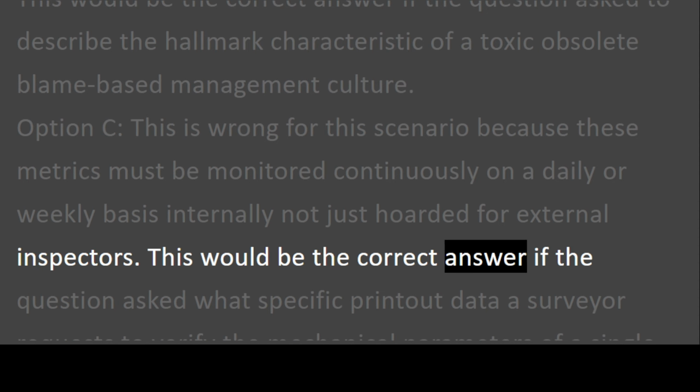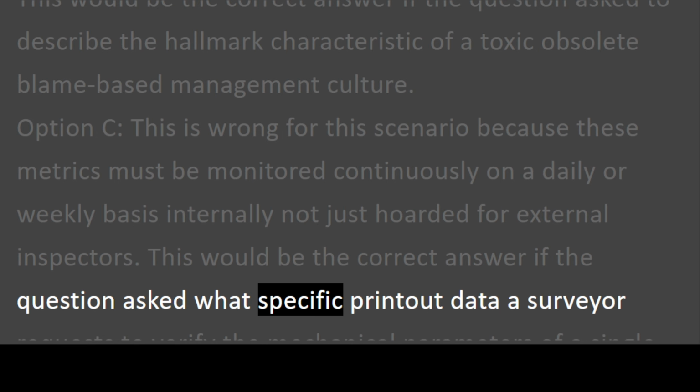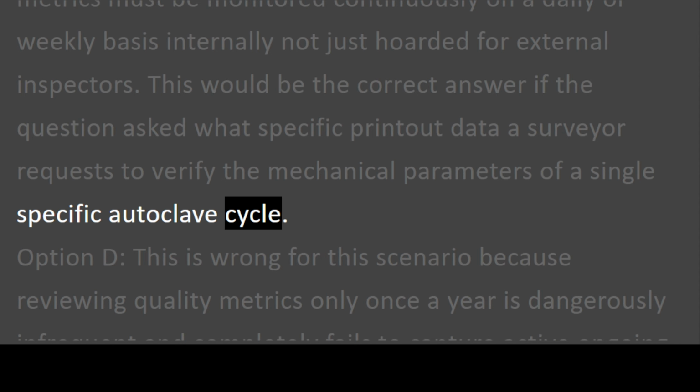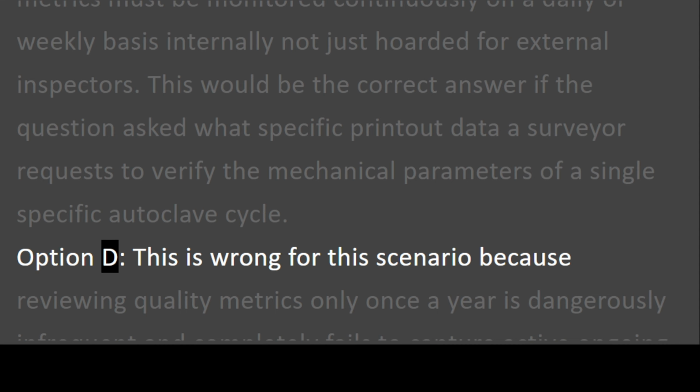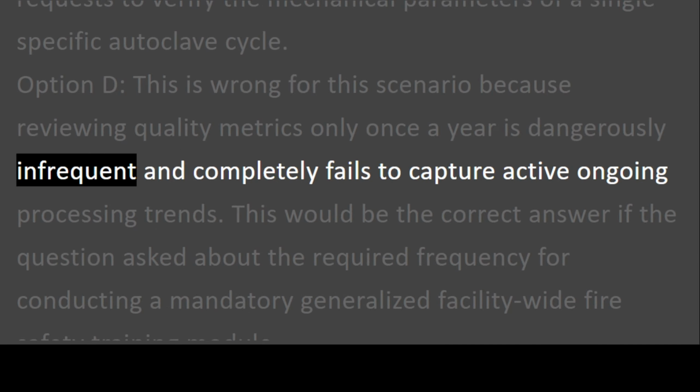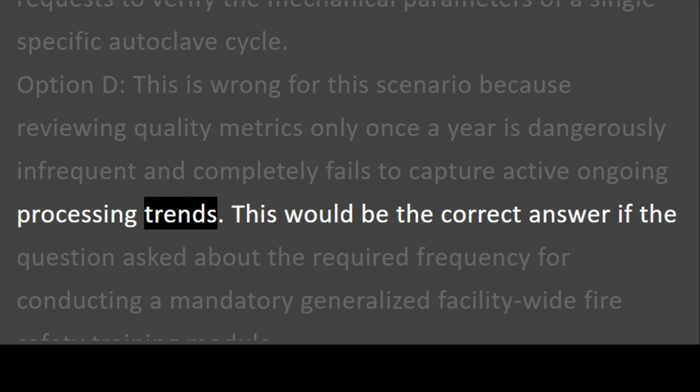This would be the correct answer if the question asked what specific printout data a surveyor requests to verify the mechanical parameters of a single specific autoclave cycle. Option D. This is wrong for this scenario because reviewing quality metrics only once a year is dangerously infrequent and completely fails to capture active ongoing processing trends.